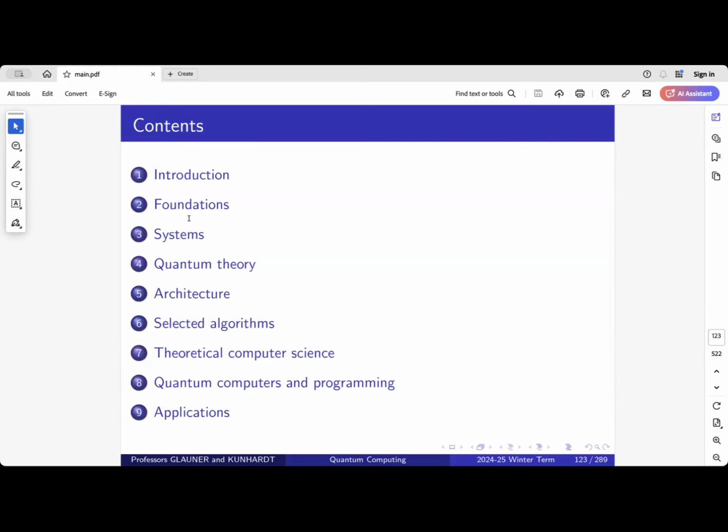Now, we have finished the systems here, and what we want to build is quantum gates. We want to have operations working on qubits. But in order to build this, we need to understand quantum theory a little bit more. And we're doing this now in this chapter. And once we have done this, next week, we can actually start doing quantum computing by building quantum gates.